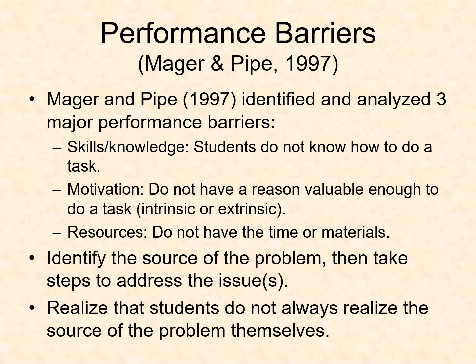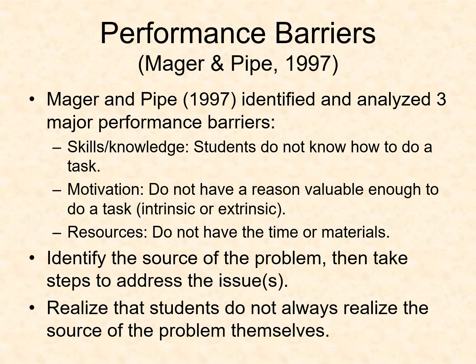To review, we looked at the work of Mager and Pipe, and they suggested that if a student does not comply with what we ask them to do in the classroom, it has to do with performance barriers. In other words, something that's stopping them from complying. Mager and Pipe suggest that there are three performance barriers: skills and knowledge, motivation, and resources. And by skills, we mean simply that a student does not know how to perform a task.